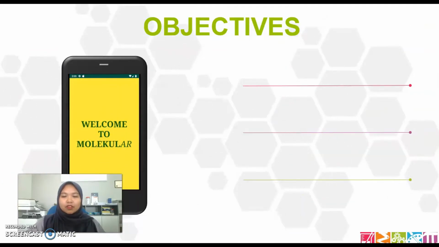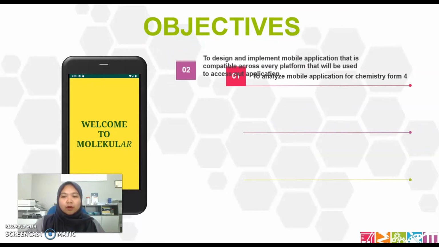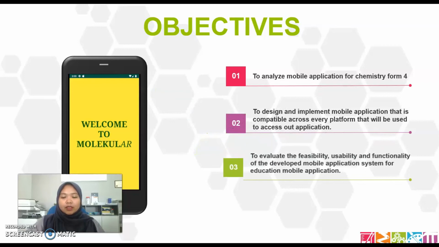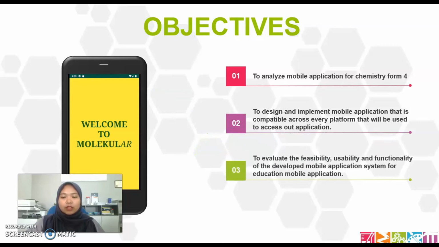Next, I'm going to talk about the objectives. First is to analyze mobile applications for chemistry Form 4. Secondly, to design and implement a mobile application that is compatible across every platform that will be used to access our application. And the last one is to evaluate the feasibility, usability, and functionality of the developed mobile application system for an education platform.